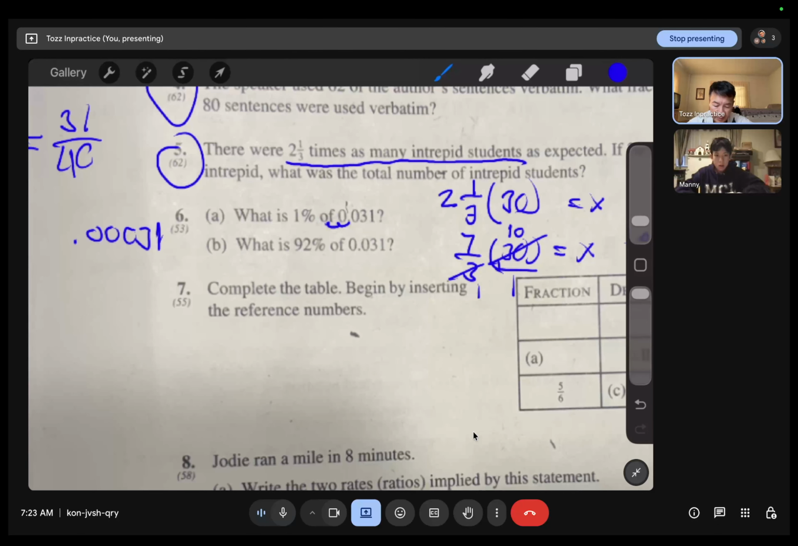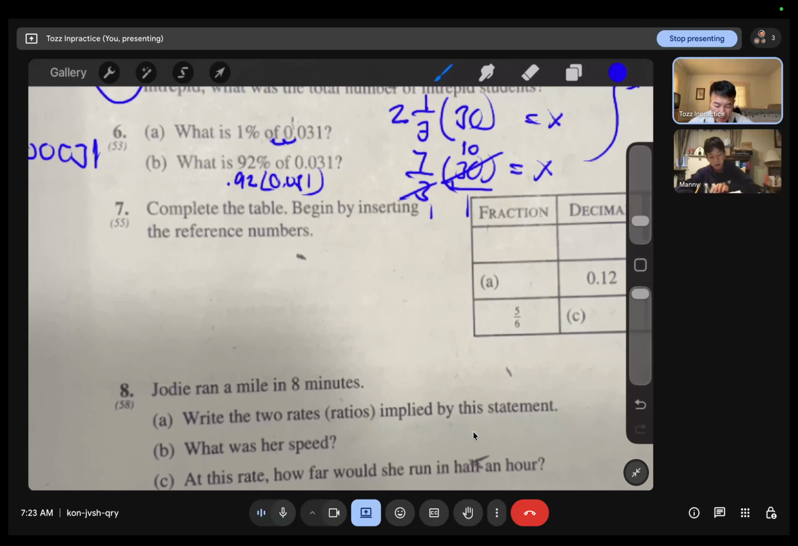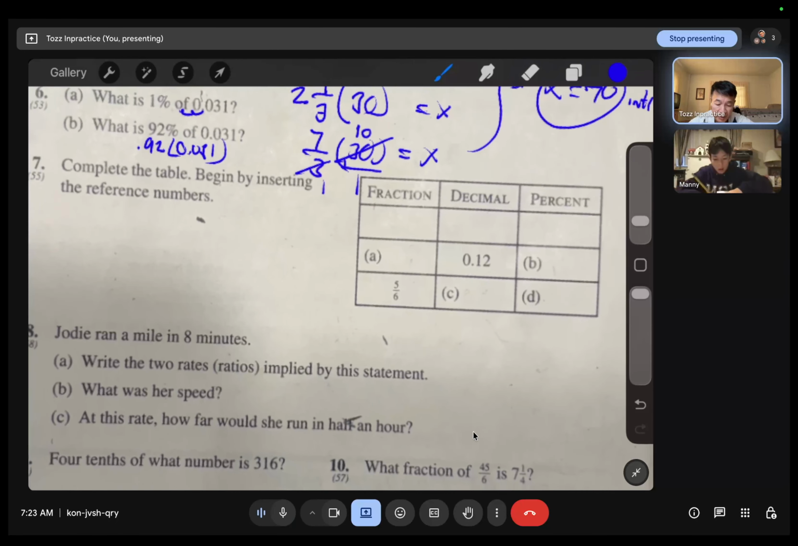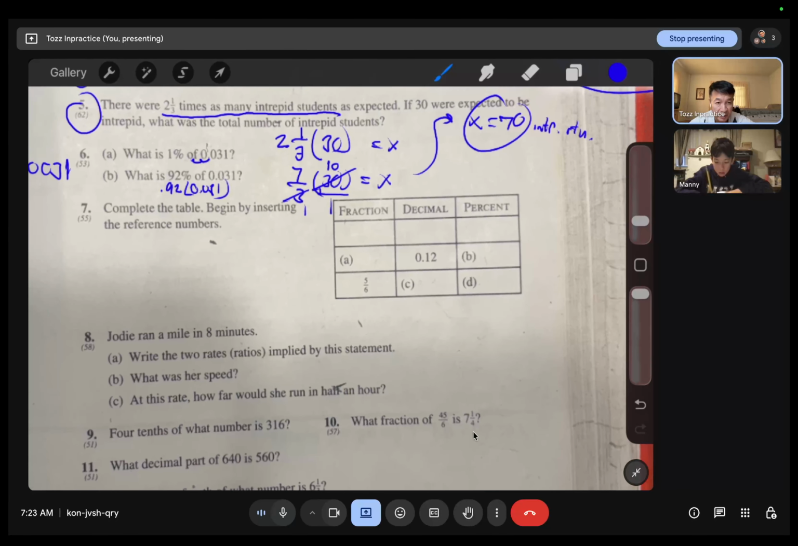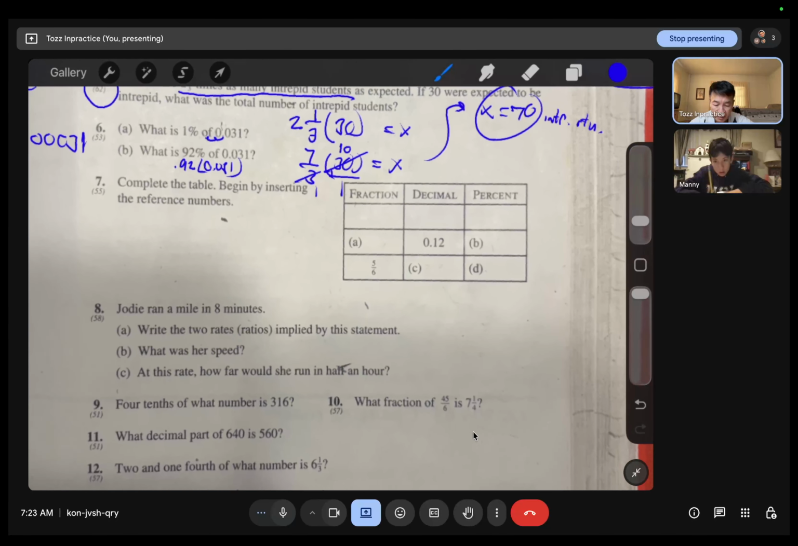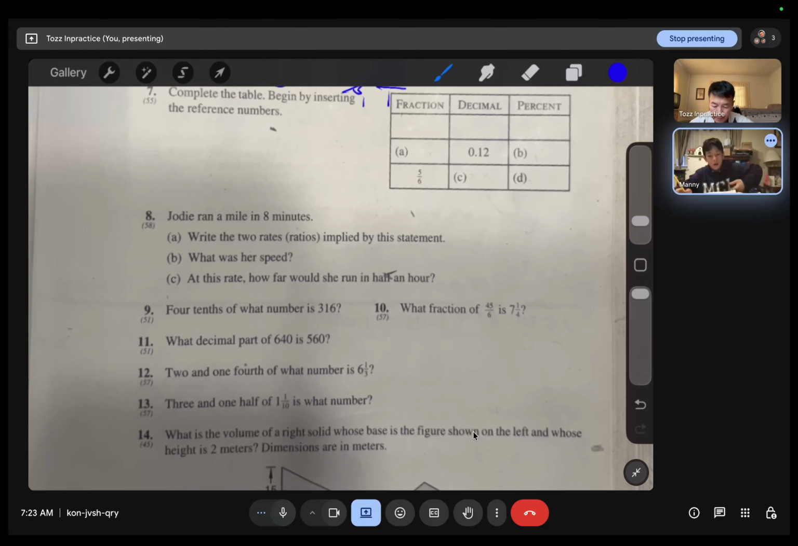Okay, I know you can do this one. 0.92 times 0.031. Okay, let me see it complete. I know you've been off for 2 weeks, but I still think you're okay, right? With the table. Yeah. Okay, let me see.